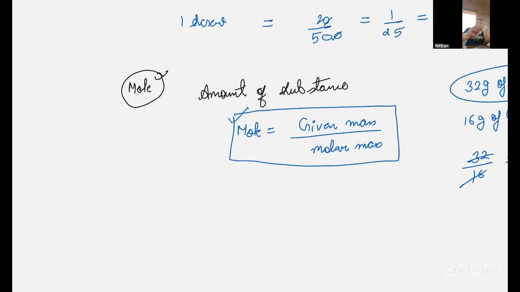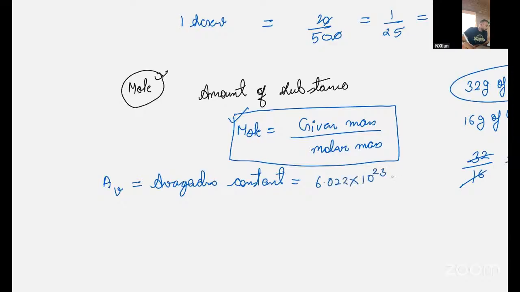So, now what is Avogadro constant? Sometimes we write it as 6 into 10 to the power 23. Avogadro constant is 6.022 into 10 to the power 23 per mole.